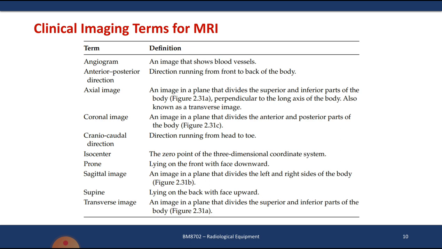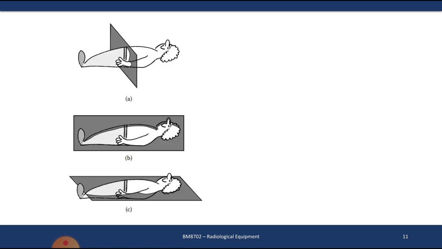If you are looking at brain MRI, then the isocenter will be different. If you are looking at thoracic MRI, the isocenter will be different. If you look at lumbar MRI, then the isocenter will be different. A sagittal image is an image which divides the body into right and left sides. A transverse image divides the body into superior and inferior parts. All these planes are very important when you look at the MR image, like the sagittal plane, axial plane, and transverse plane. These are the three important planes.